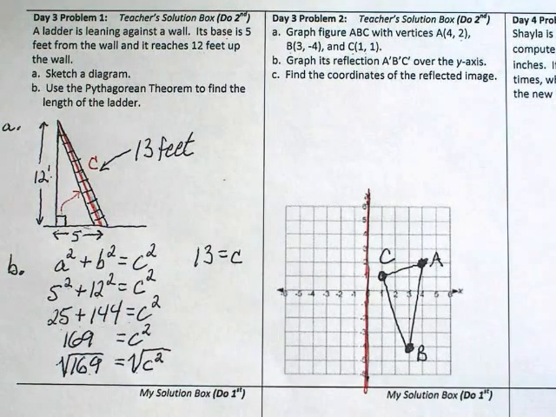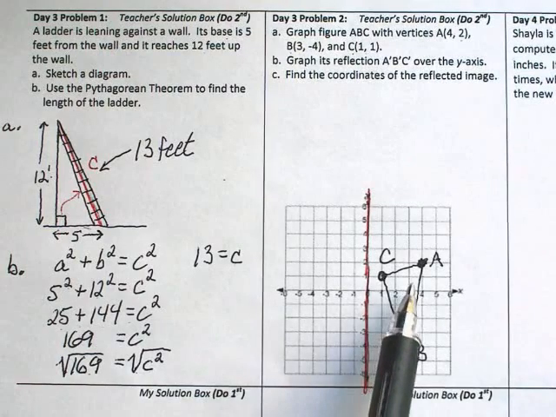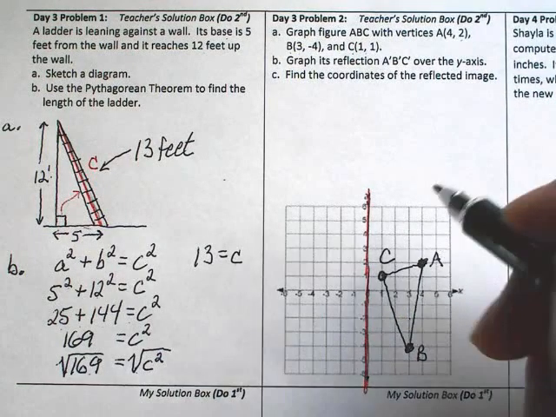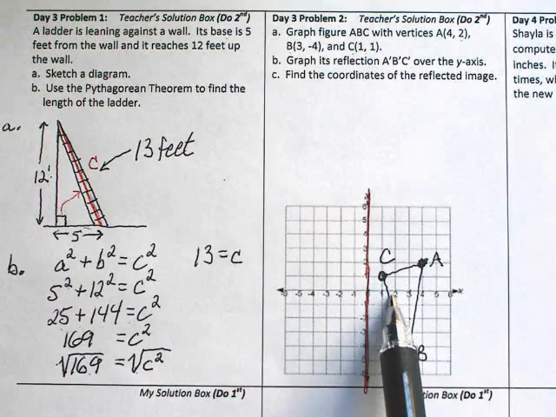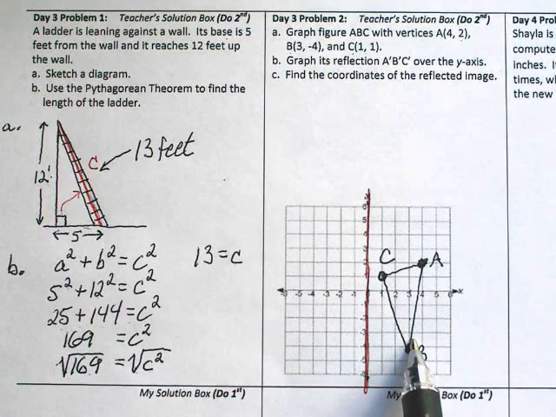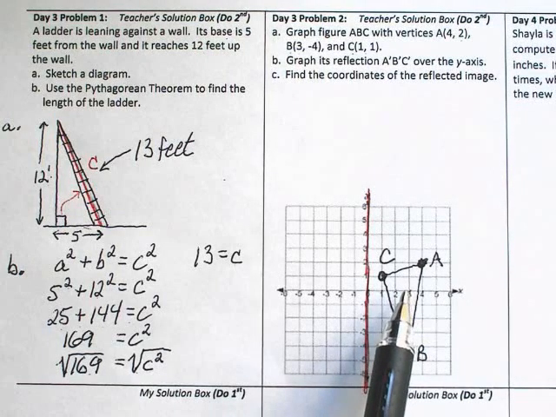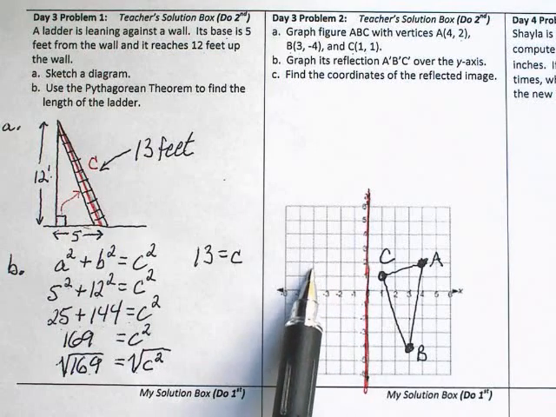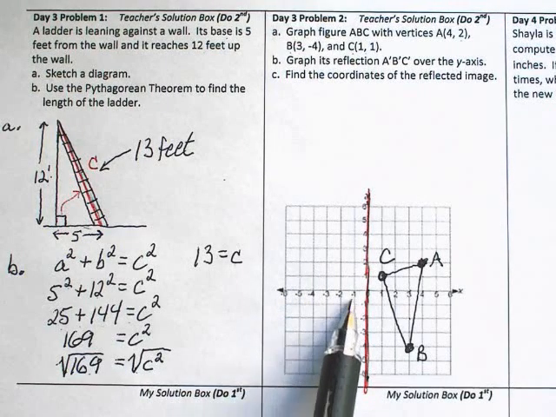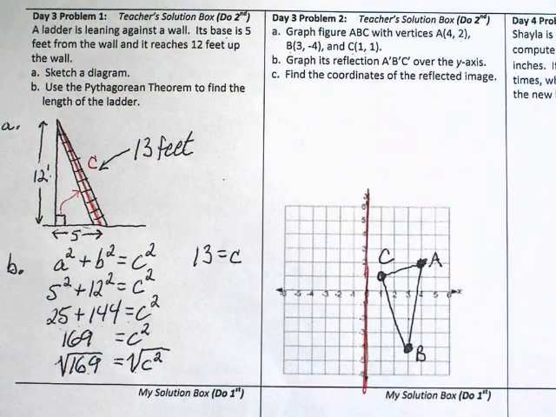Now a reflection is taking a shape and redrawing it on the other side of the reflection line, which in this case is this y-axis. So we have a triangle that is right now located here. If we reflect it or flip it to the other side of the red line, it's going to be more in this area of the grid. And we can do this by moving each dot very carefully to the other side of the red line.